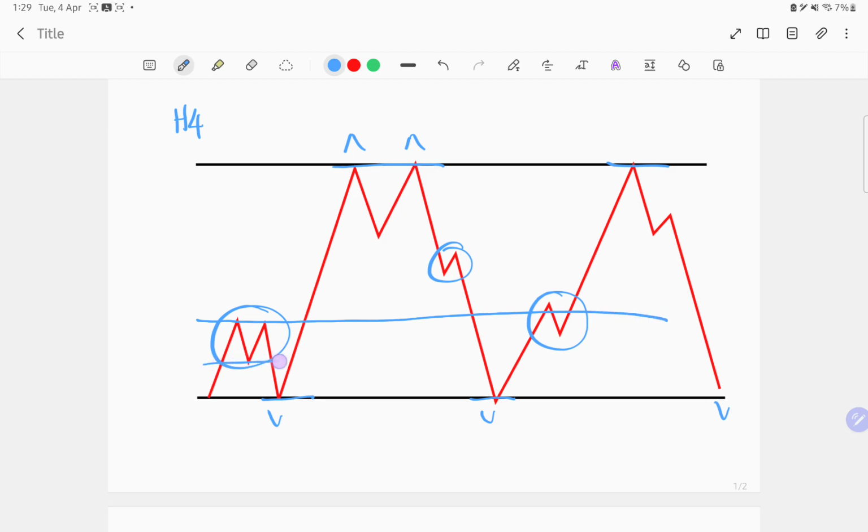As you guys can see here, there are two resistances here, one support here. So this one acts as a zone. We call that an RBS zone or SBR zone: support becomes resistance or resistance becomes support. Here it acts as a resistance and then here it acts as a support. So the resistance here becomes the support here.